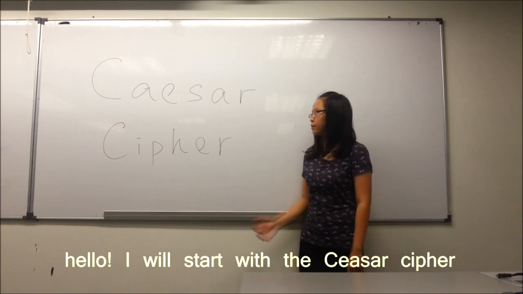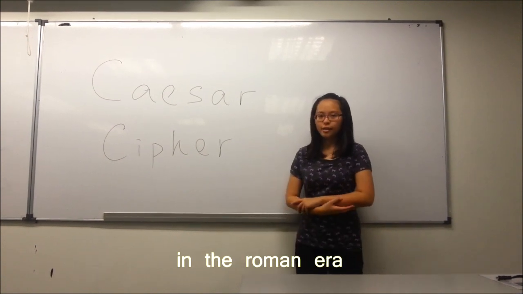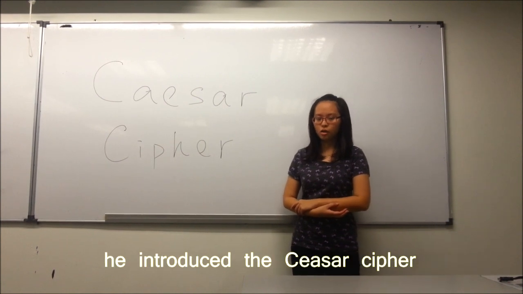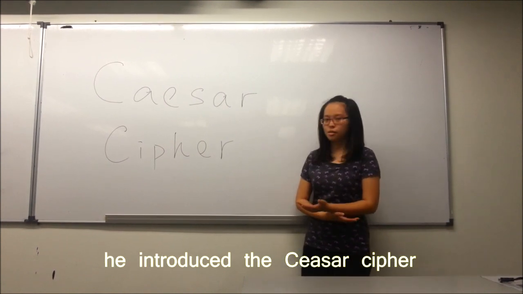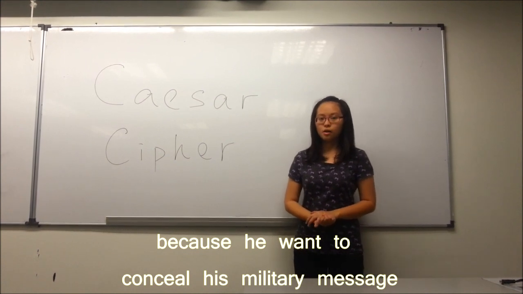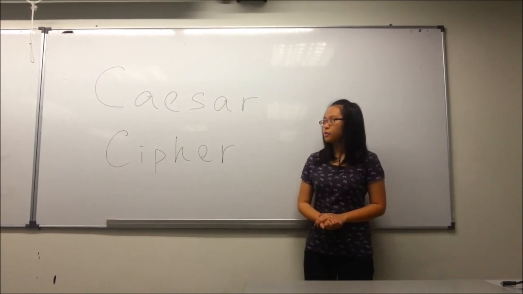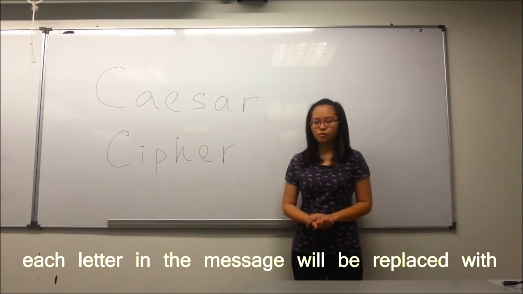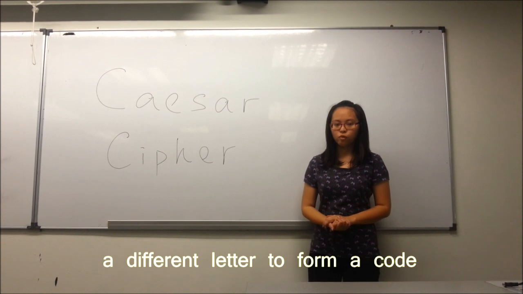I will start with the Caesar cipher. In the Roman era, a person called Julius Caesar introduced the Caesar cipher because he wanted to conceal his military message. Each letter in the message will be replaced with a different letter to form a code.